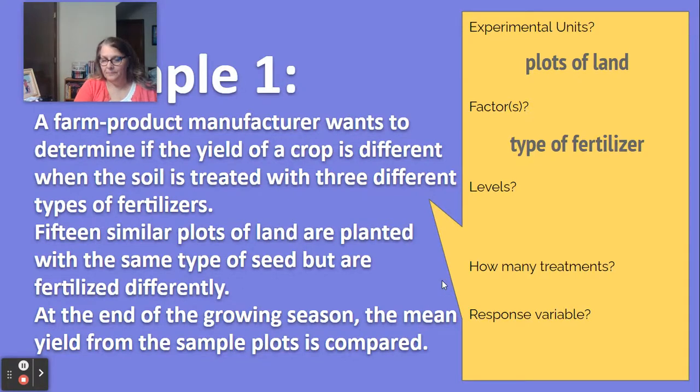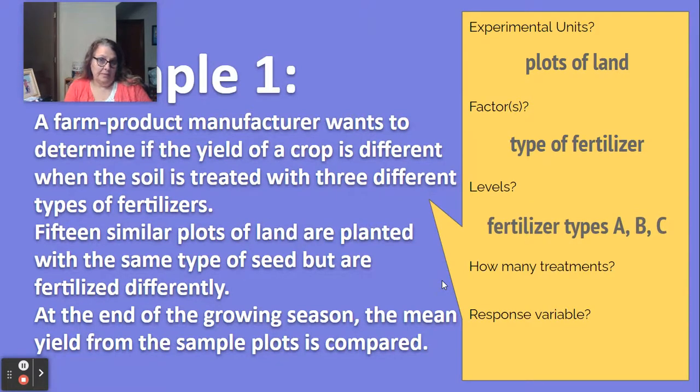Now, many times you'll be given specific names, but I'm going to call them fertilizers type A, B, and C. How many treatments are there? Well, there's one factor with 3 different levels. So basically there's going to be 3 different treatments. And then my response variable is the yield of your crop. Does one give you a better yield than the other?